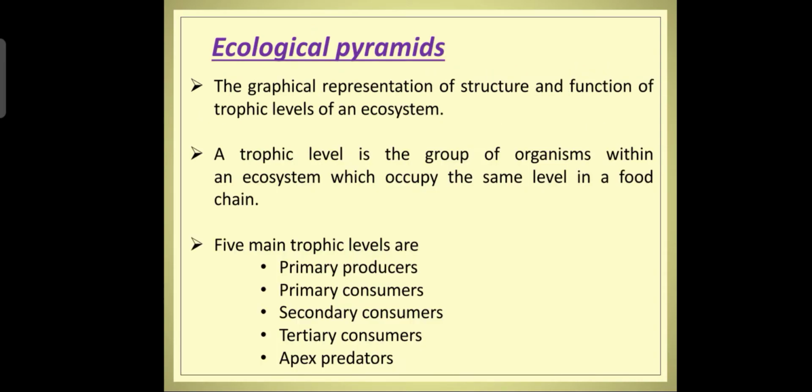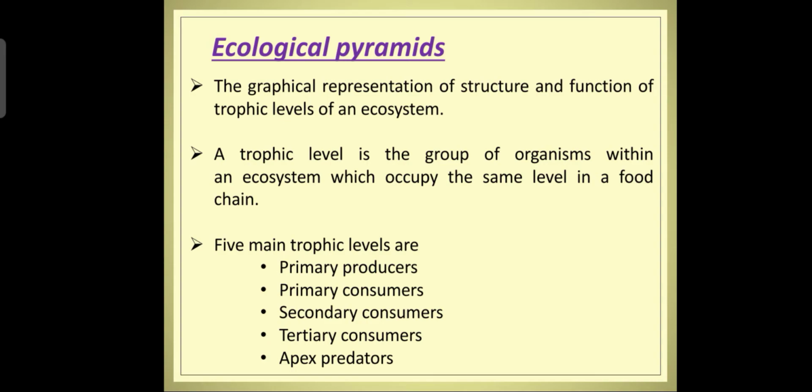Now, we move on to the topic ecological pyramids. Ecological pyramid is a graphical representation of structure, function and relationship between different organisms at different trophic levels in an ecosystem. The pyramid is also known as trophic pyramid, energy pyramid and sometimes as food pyramid also.